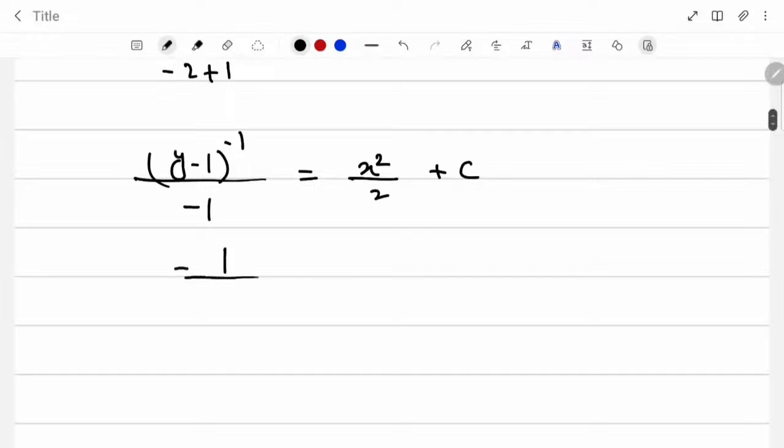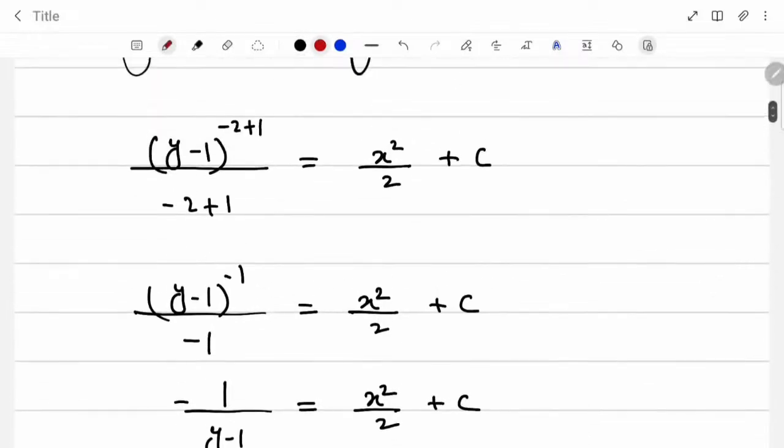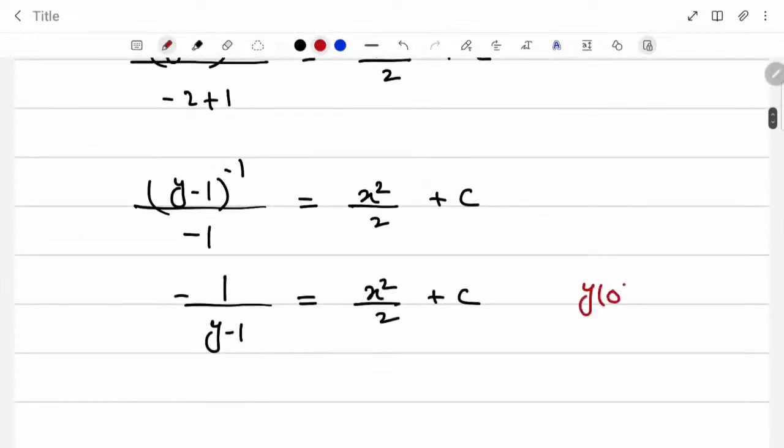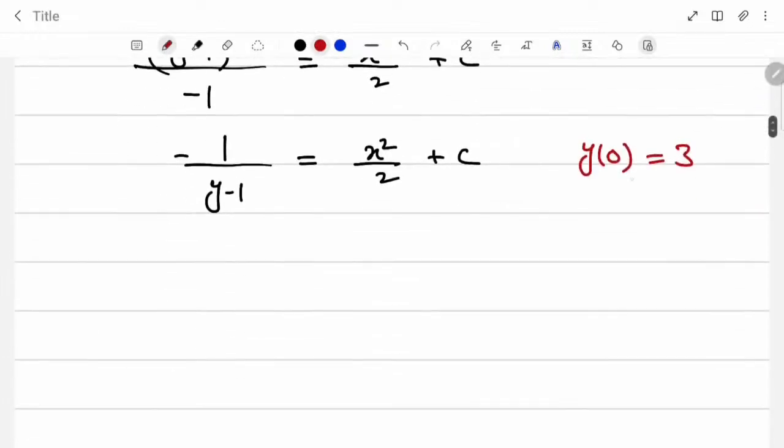So can I write this as well? Minus 1 over (y minus 1) equals x squared by 2 plus c. So now we have to find out the value of c. So how do we find out? We have to bring the initial condition, that is y(0) = 3. You need to carefully look at how to interpret it. This is y is equal to 3 when x is equal to 0. Remember, this is an input value of x. So we just need to plug in there.